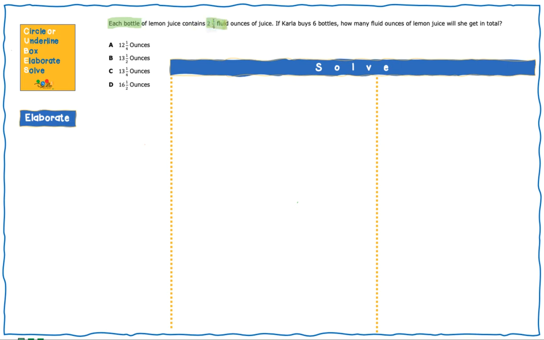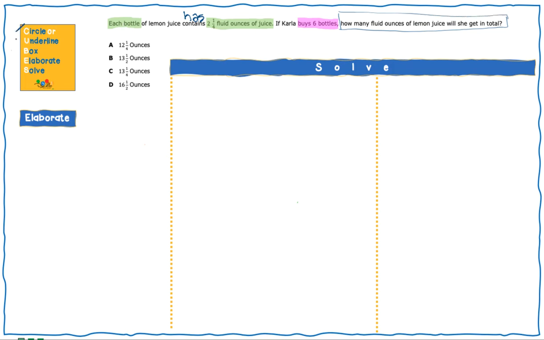In the first sentence, I can find each bottle has 2 1/4 fluid ounces of juice. Contains is the same as has, so I'm just gonna put it on top of it. It has. Okay, I change color because I wanna identify each quantity with a different color. The next one will be Carla buys 6 bottles. The question is, how many fluid ounces of lemon juice will she get in total? That's the question, so I box it.